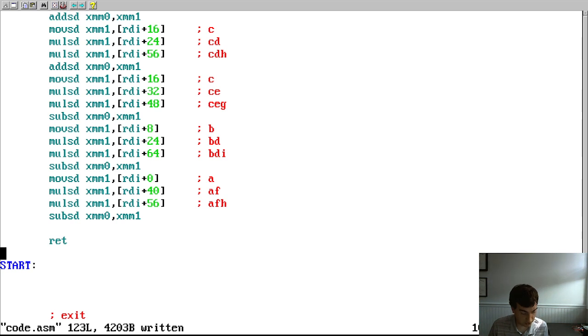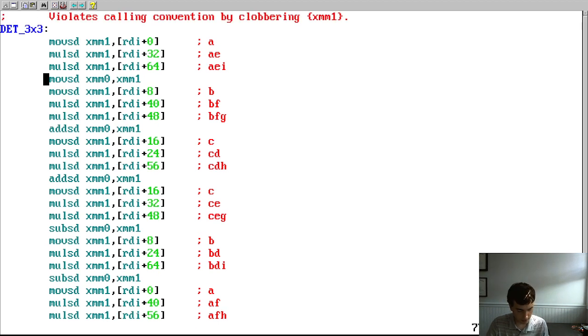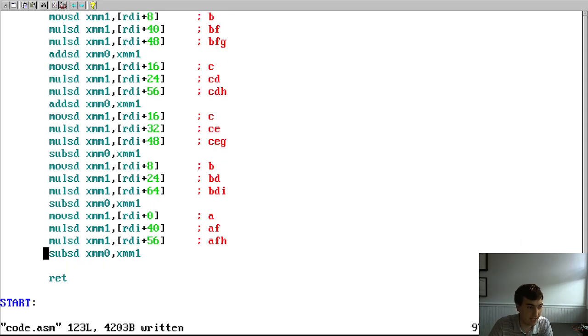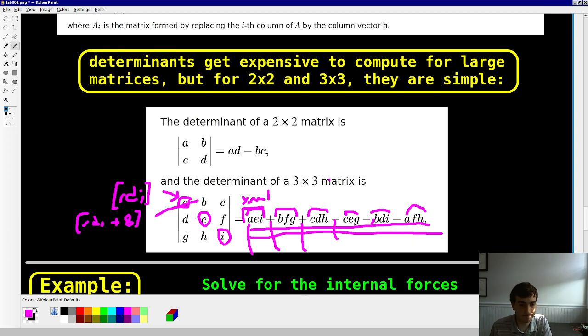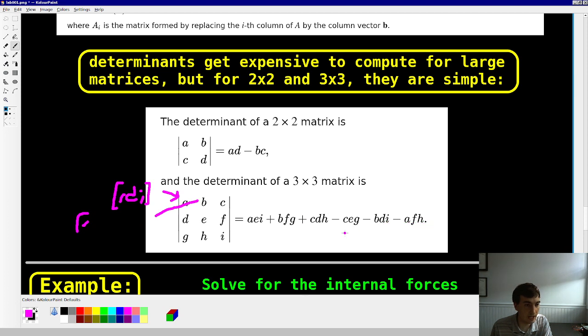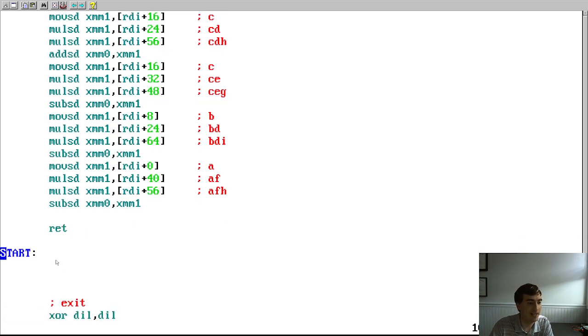Let me just make sure I didn't do anything stupid. Yeah, that should compute the determinant. Okay, just making sure really quick before I make a fool of myself. That matches, that should compute the determinant of a 3x3 matrix based off this algebra that we're showing here. Okay, with that out of the way, now we can actually do Cramer's rule. We have our underlying function complete. Now let's do Cramer's rule.